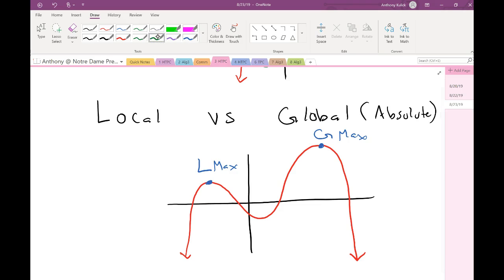How many minima do we see? One. Is it local or global? Local. And it's local because we have arrows pointing down, so there's always going to be some point lower than that one, which makes it just a local. Okay.